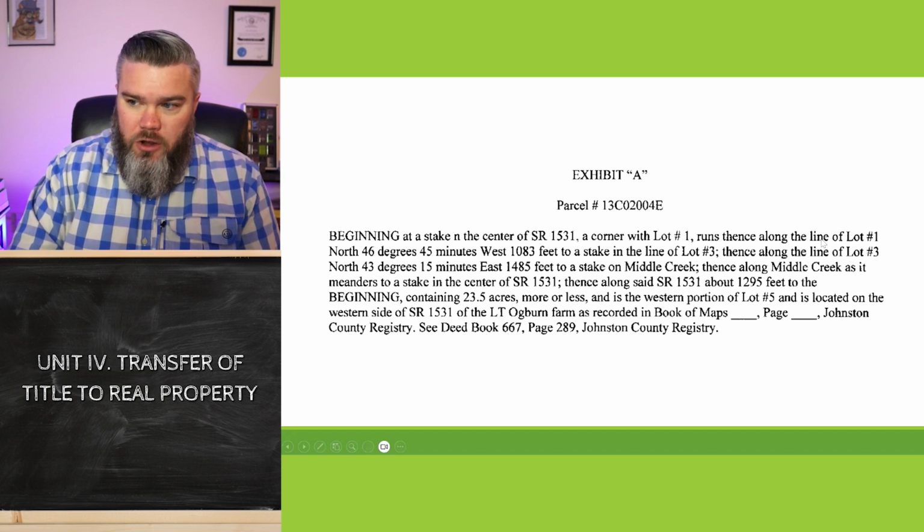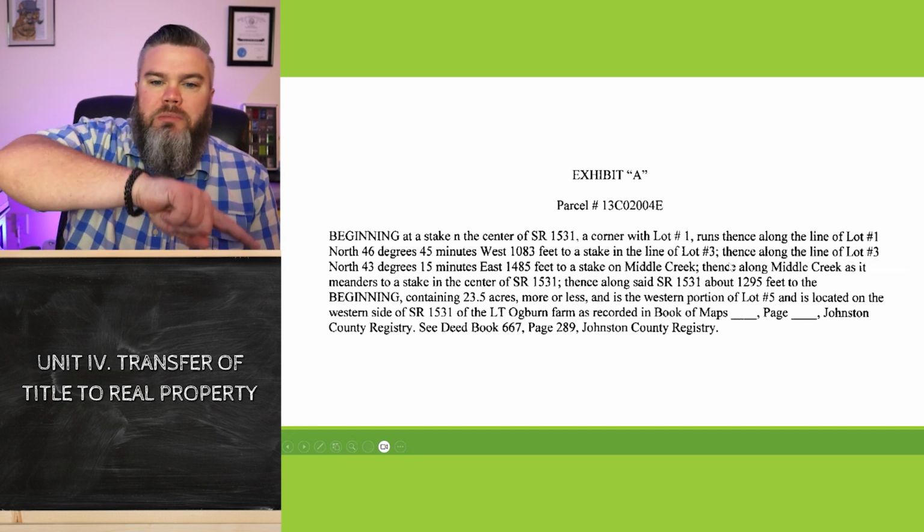Runs thence along the line of lot number 1, north 46 degrees, 45 minutes west. Those are compass bearings. And you're going to go 1,083 feet. That's your bounds. That's your metes. Which direction are you going and how far? These are your individual calls. And so lot 3 runs along the line of this, goes here.